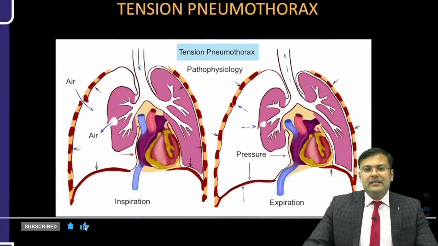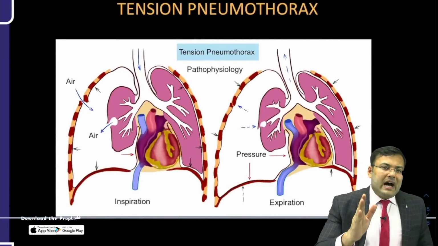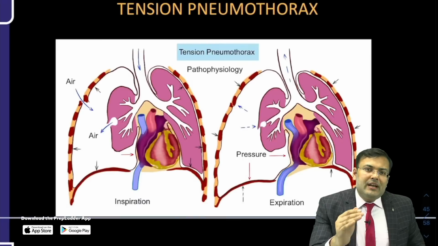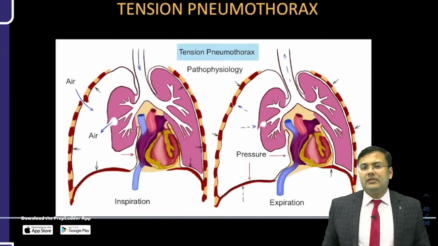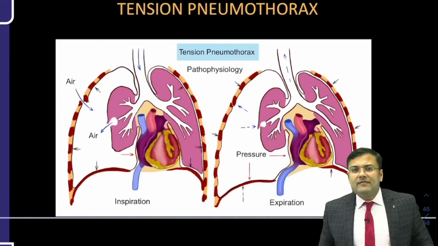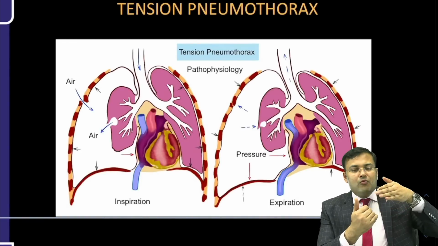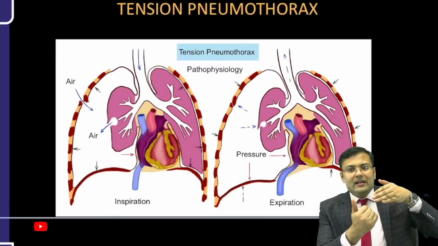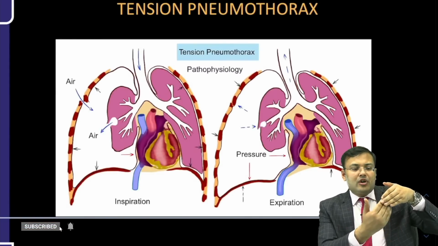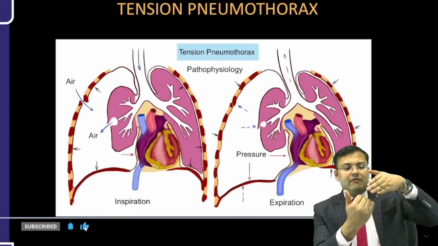Clear? And let me tell you one question which is asked in each and every paper every year. In NEET PG, FMG, AIIMS, in each paper this question is asked, and the question is tension pneumothorax. What is the cause of tension pneumothorax? It is caused by a one-way valve air leak. One-way valve air leak means because of penetrating trauma or blunt trauma, this kind of valve is formed.